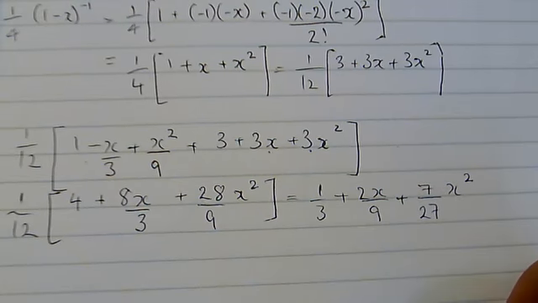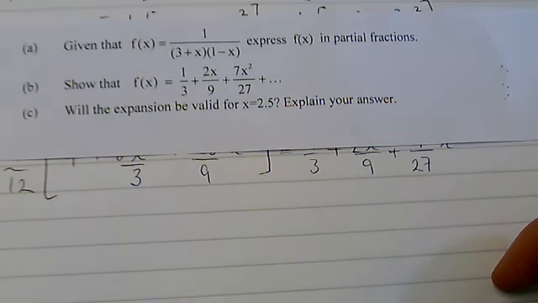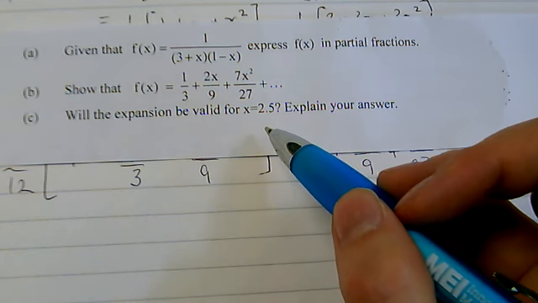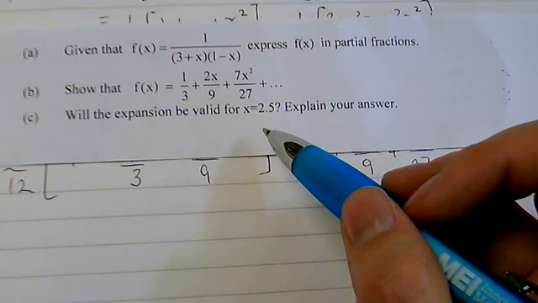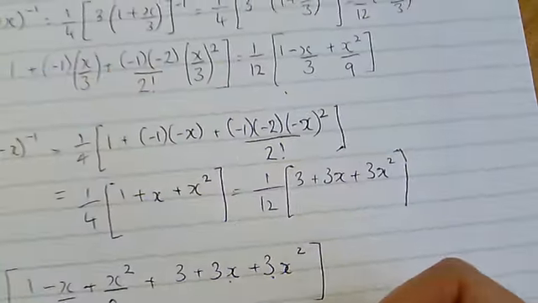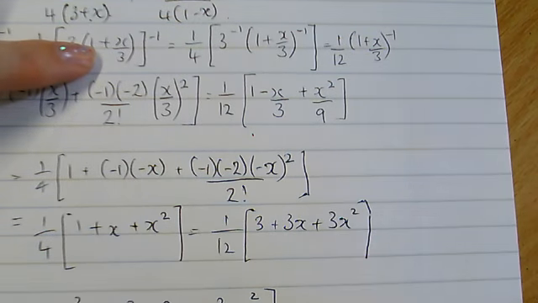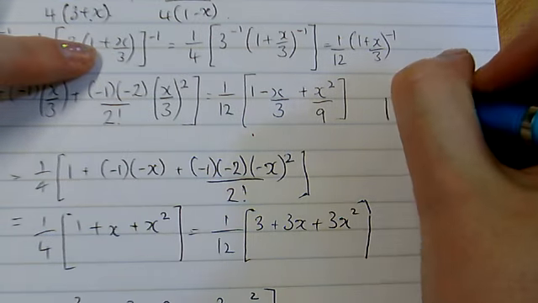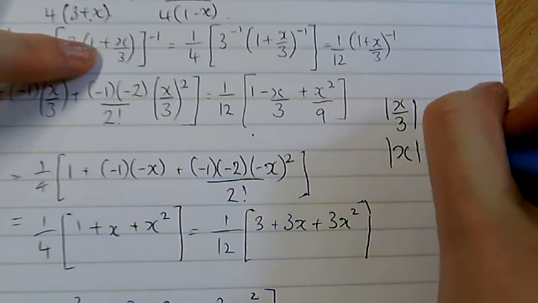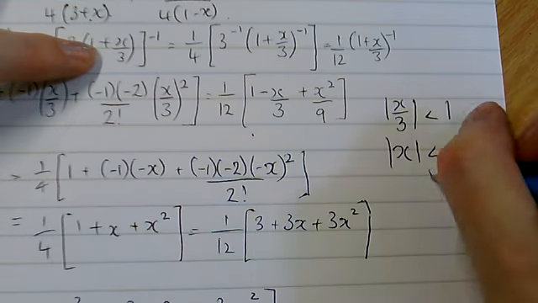Looking at the last part, we want to know what range it's valid for, and whether or not it's valid for 2.5. So if we have a look at what we used here, this one, we substituted in x as x over 3. So that means x over 3 has got to be less than 1. So modulus of x has got to be less than 3. So 2.5 is fine for that one.